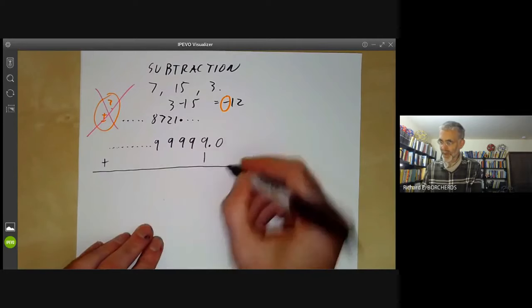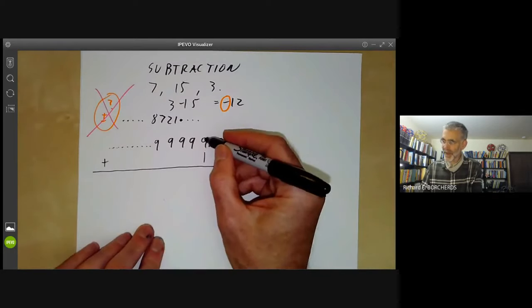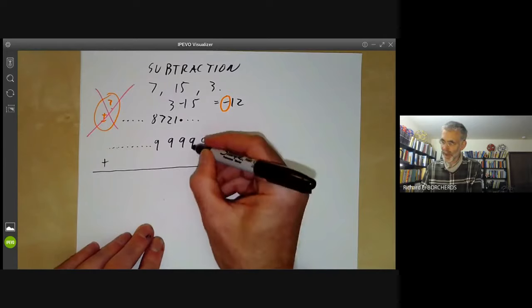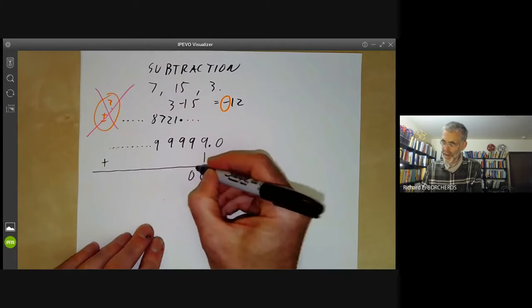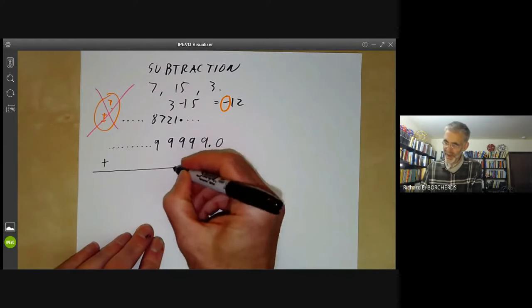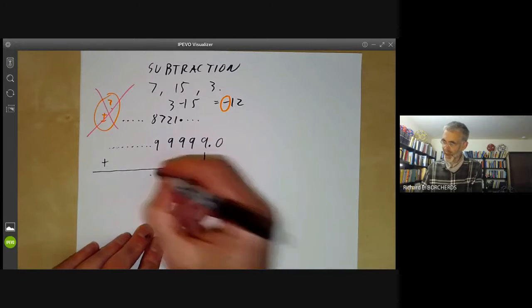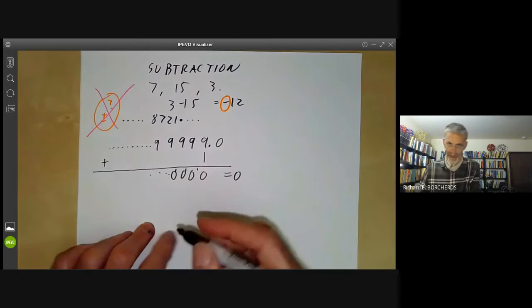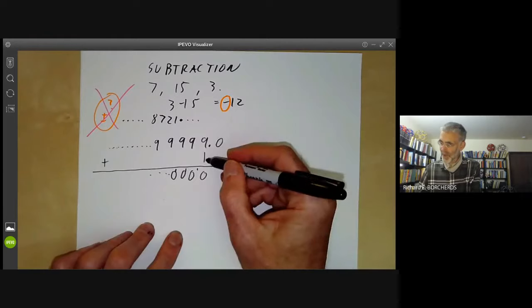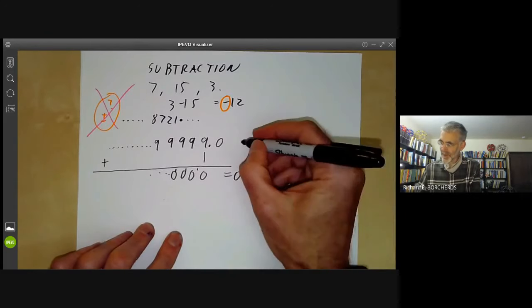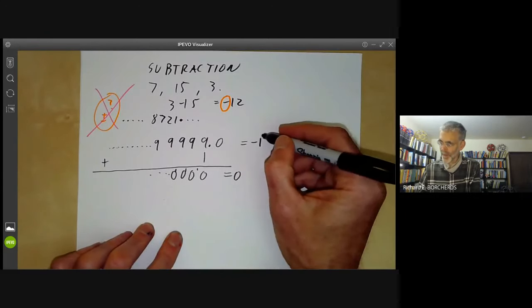So what's going to happen when we add one? Well, you saw what happens. 9 and 1 is 0, carry 1, and so on. So we get naught. So if you add 1 to this number, we get 0. So this number is actually equal to minus 1.